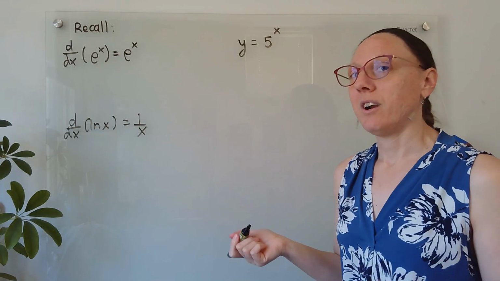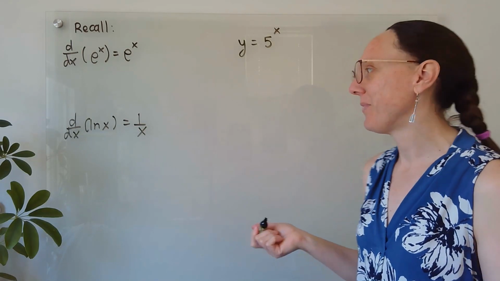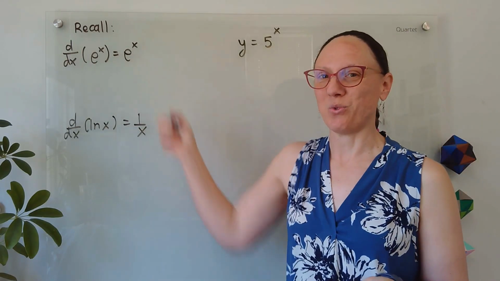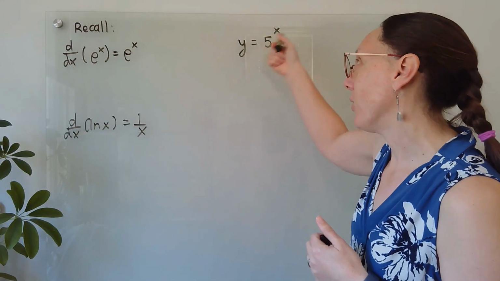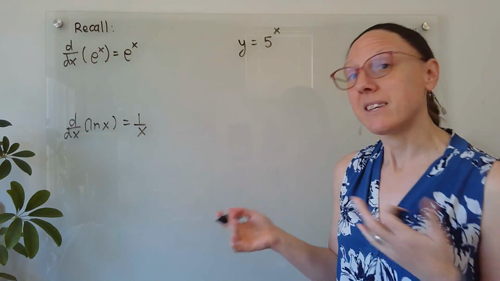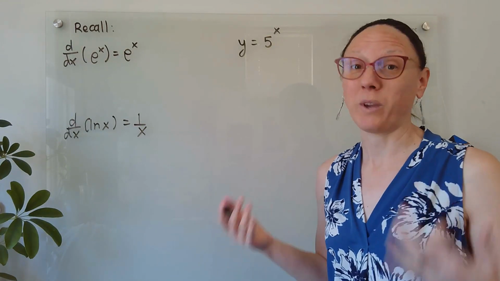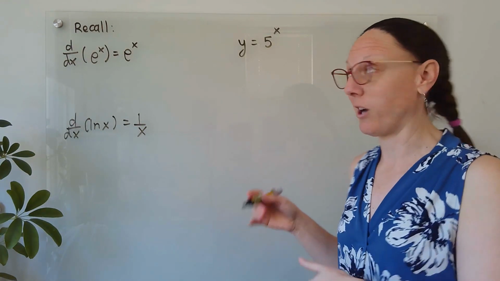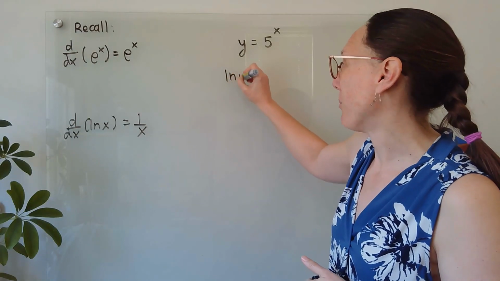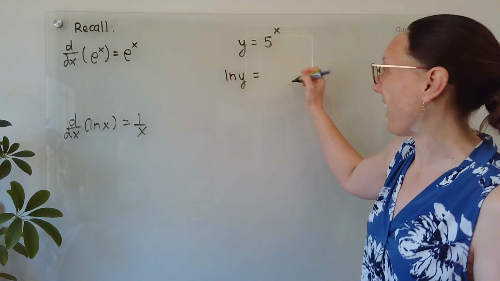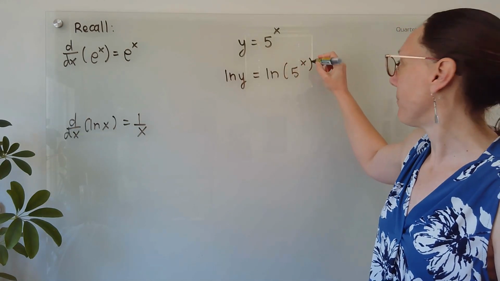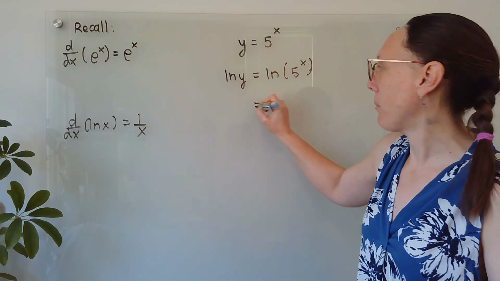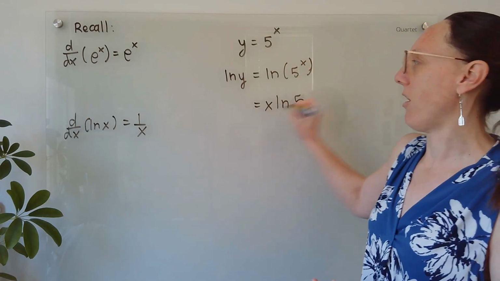If I'm not sure what that derivative is, but I do have these two facts to work with, one of our tricks for dealing with variables in the exponent is to take the natural log of both sides so that we can use log rules to bring those variables down. So I'm going to start by taking the natural log of both sides, and on this side, when I take the natural log of 5 to the x, using our log rules, that becomes x times natural log of 5.